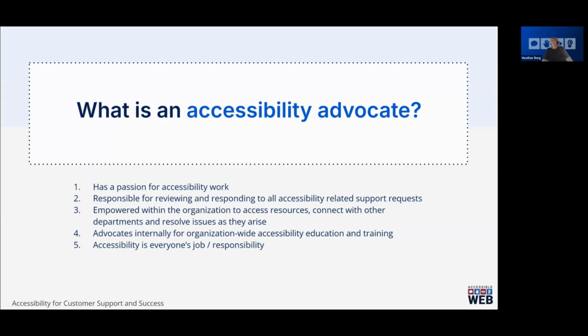Your accessibility advocate is also someone who works and advocates internally with their colleagues, overall shifting the culture left when it comes to accessibility and providing accessibility related education and training. And lastly, they can be someone that really models and mentors their colleagues to recognize that accessibility really is everyone's job and responsibility.